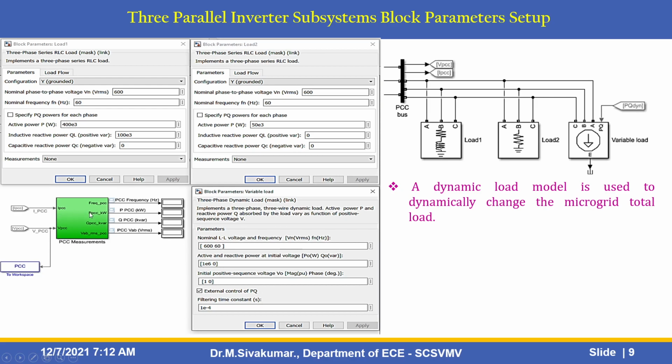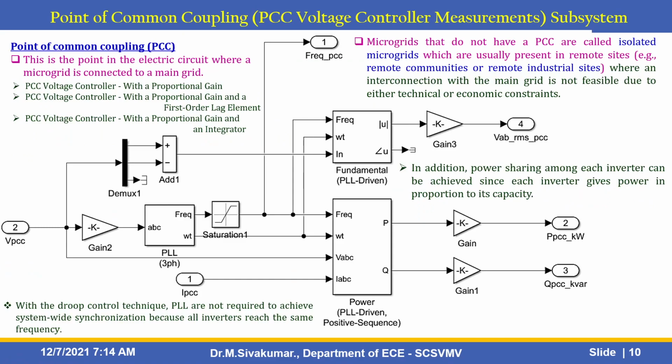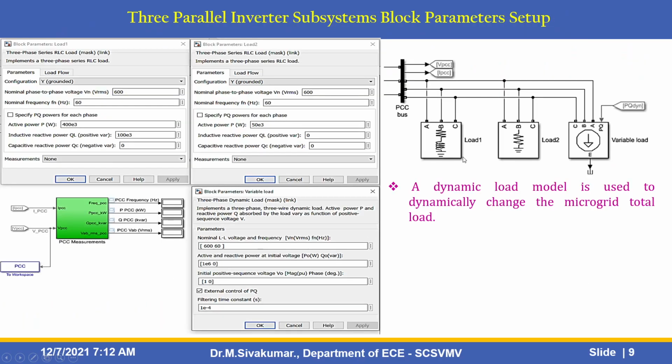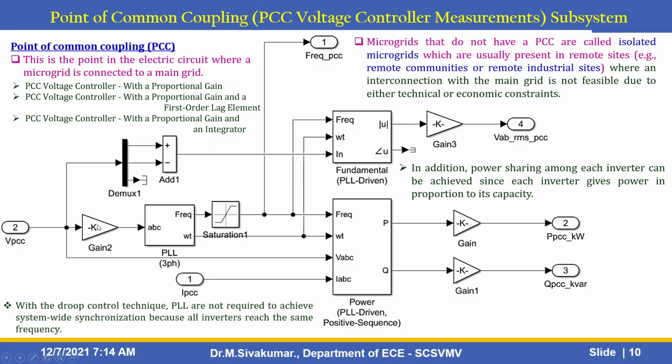This is the PCC measurement block. This measurement block shows the PCC frequency in hertz, the active power and reactive power, and voltage, and finally you can see the PCC measurement at the time of simulation. Okay, then what does the point of common coupling measurement subsystem have? In this PCC measurement block, you need to measure this PCC voltage controller subsystem.